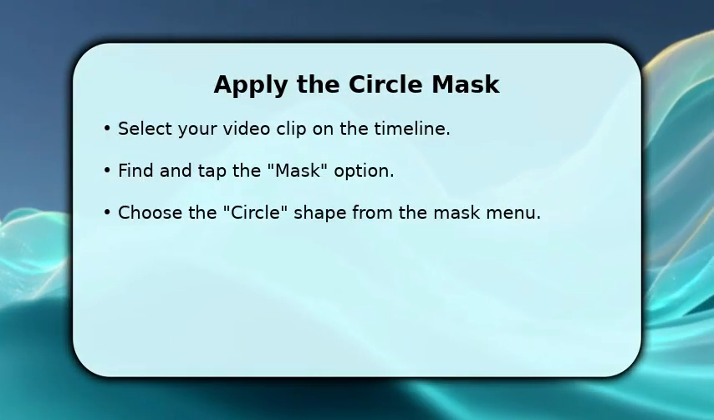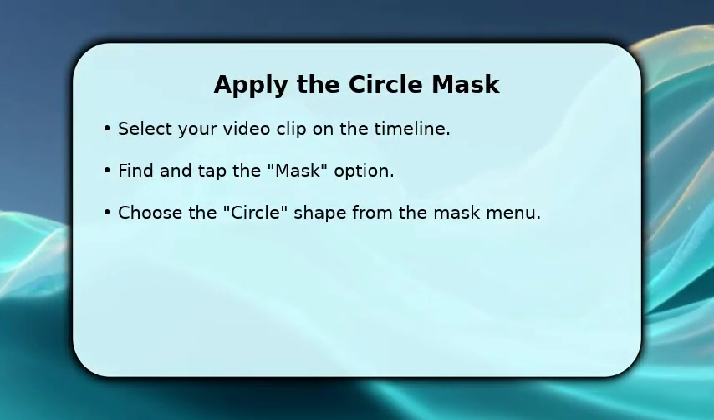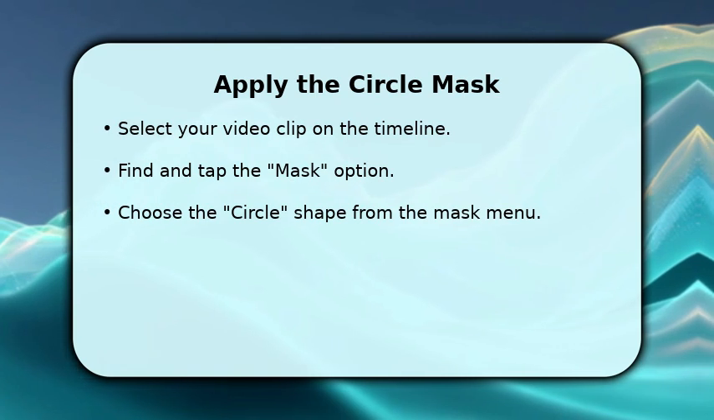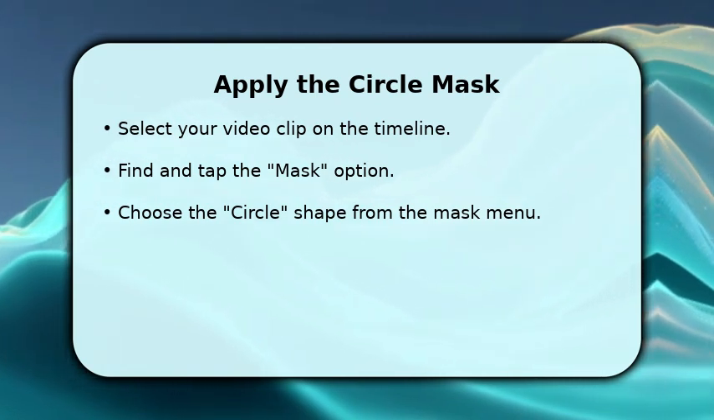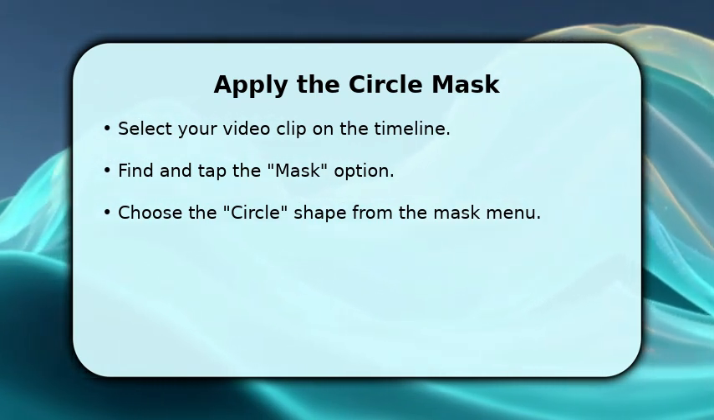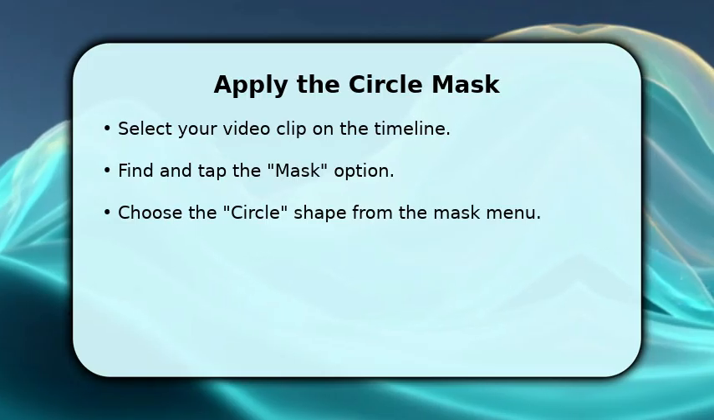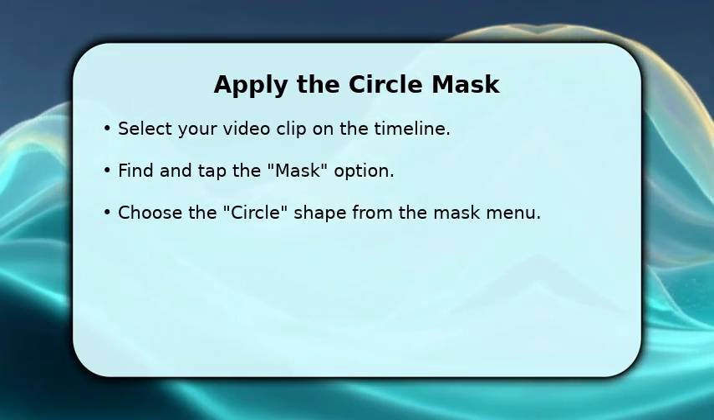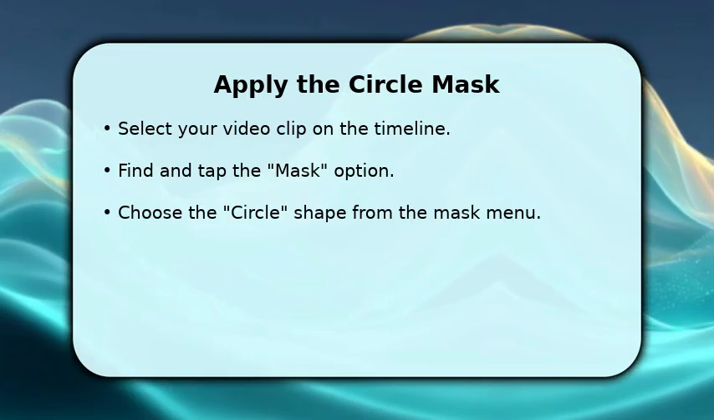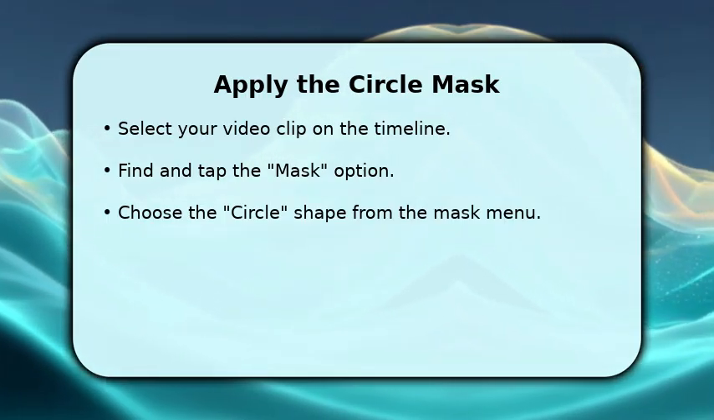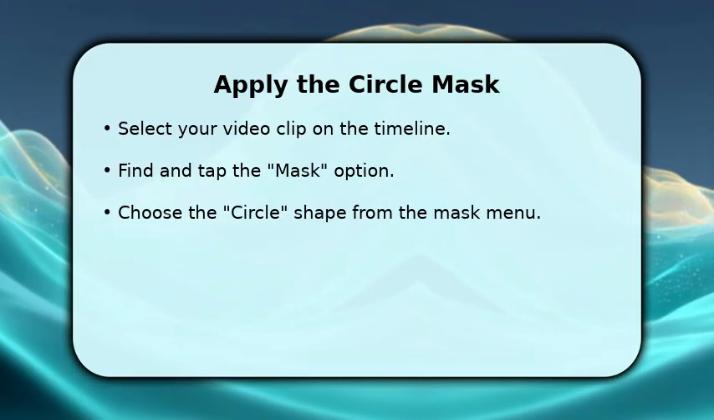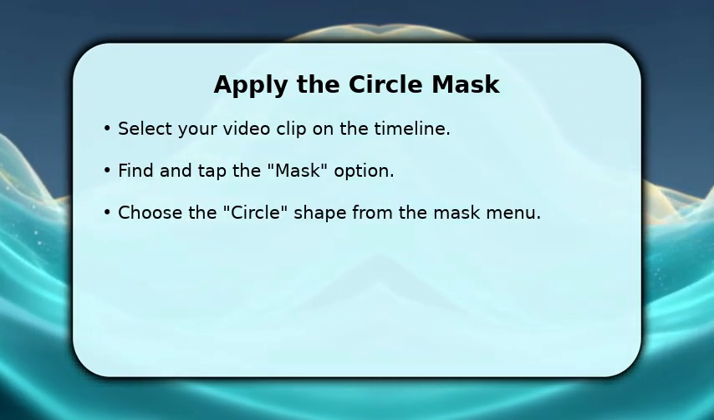Now that your video is on the timeline, tap on it to reveal the editing options at the bottom. Scroll through these options until you find the mask feature, which is crucial for creating our circle effect. Tap on Mask and then select the circle shape from the available choices. This action immediately applies a basic circular frame to your video, ready for customization.